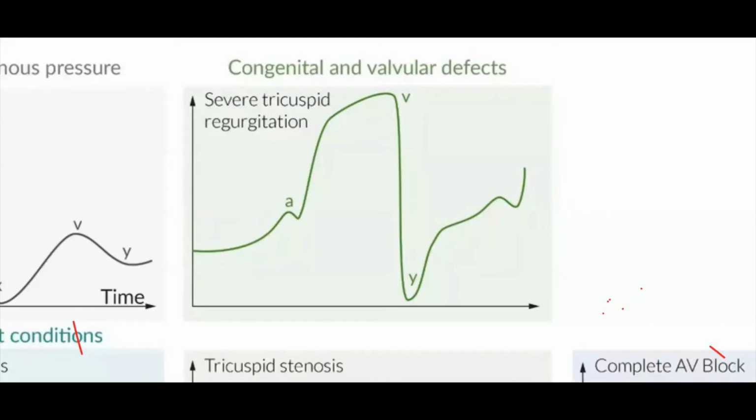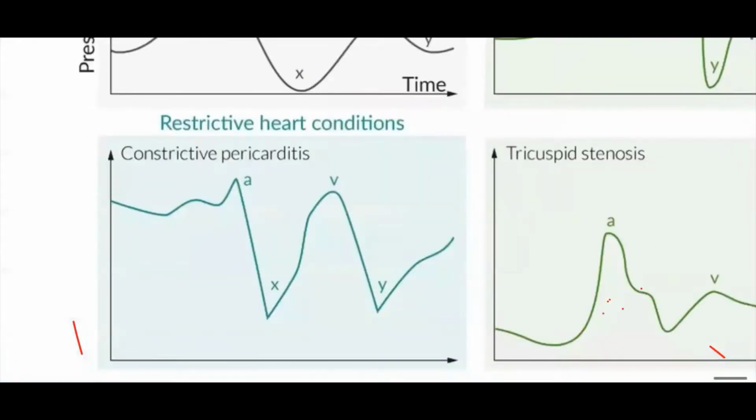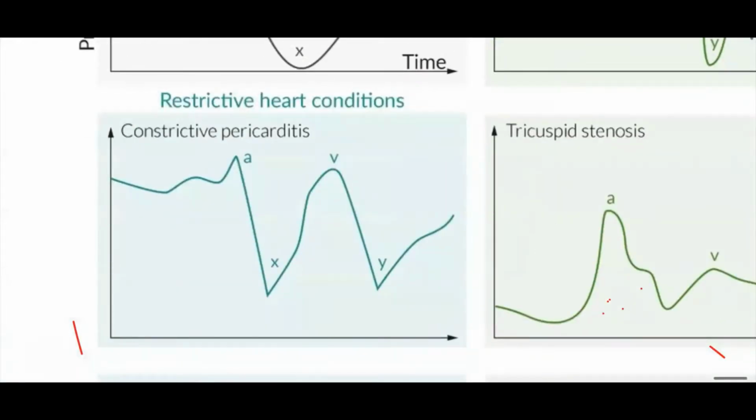Sometimes they call it the CV wave, because from where C is supposed to be, it goes up suddenly. Okay, so this is severe tricuspid regurgitation. Now, look at this one here. In constrictive pericarditis, what do we have?